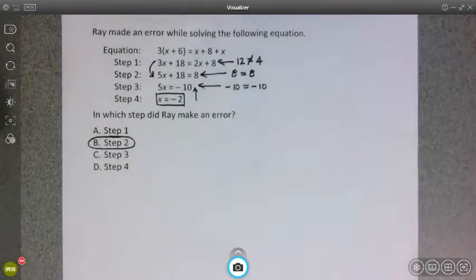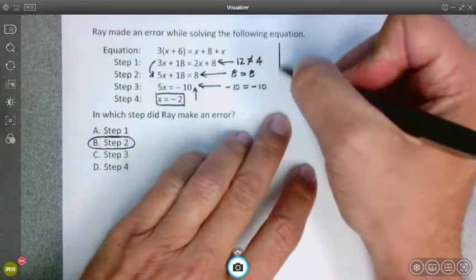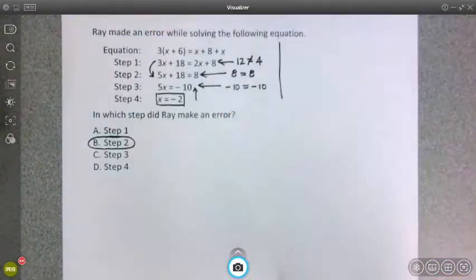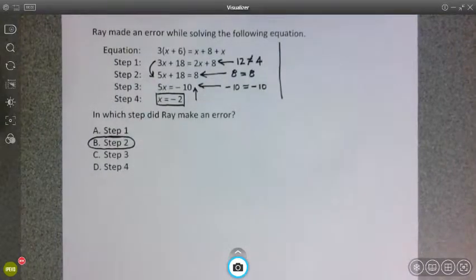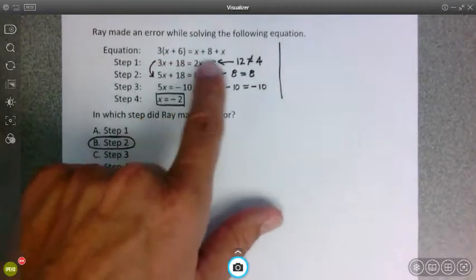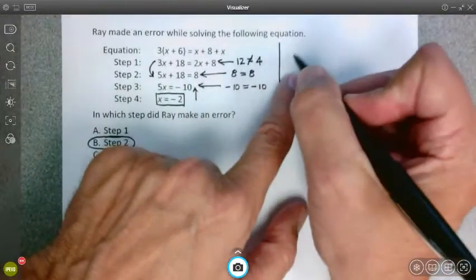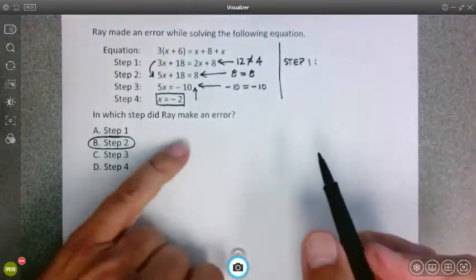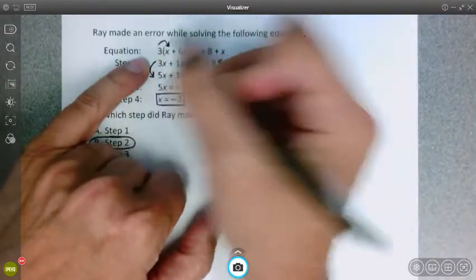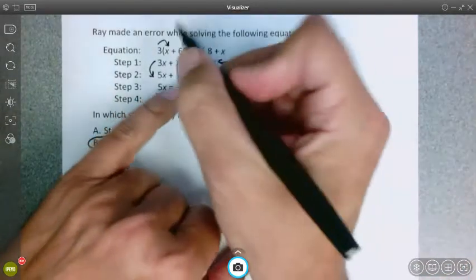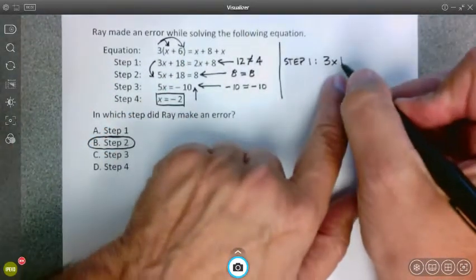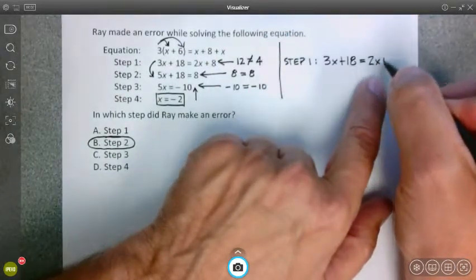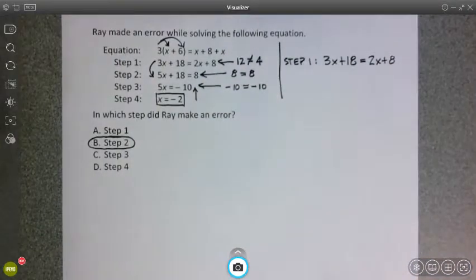Now before I close, let me very quickly show how this would have been done algebraically, so that we can see that what I've done numerically using the calculator and working backwards actually does match how we could have done this algebraically. So here's the original equation. The first step, step 1, would have been to combine like terms and apply the distributive property. So 3 times x would have been 3x, 3 times 6 would have been 18, and I would have had that equal to, combining like terms, 2x plus 8. We can see indeed step 1 was originally correct.